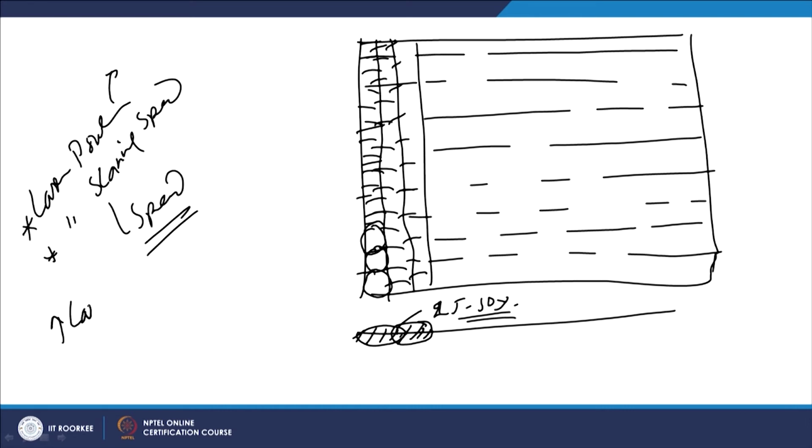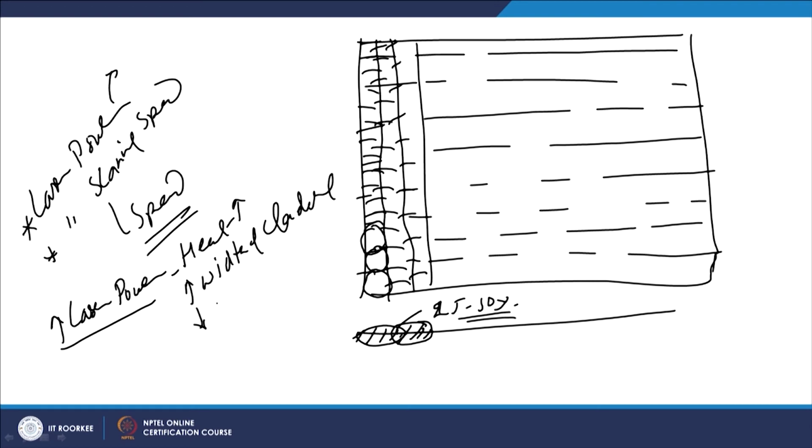So, say the increase in the laser power will be increasing the amount of heat being applied, and the increase in the amount of heat being applied will of course be increasing the width of the cladding. It will be reducing the height of the cladding because increased heat input will be facilitating the flow of the molten metal to the greater width, and the height will be reducing. At the same time, this will be increasing the dilution level.